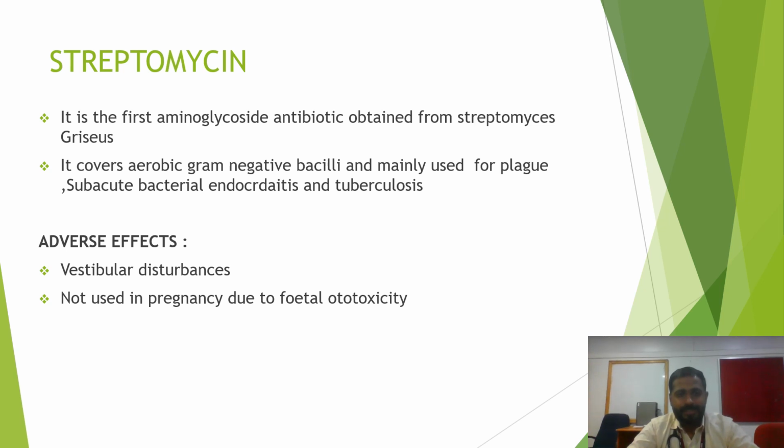Streptomycin. It is the first aminoglycoside antibiotic obtained from Streptomyces. It covers aerobic gram-negative bacilli and is mainly used for plague, subacute bacterial endocarditis, and tuberculosis. The adverse effects are vestibular disturbances, and it is not used in pregnancy due to fetal ototoxicity.